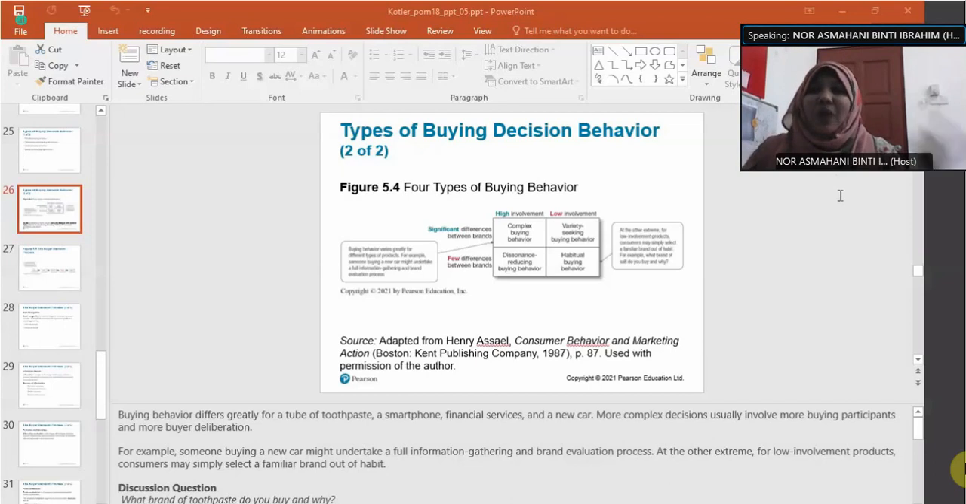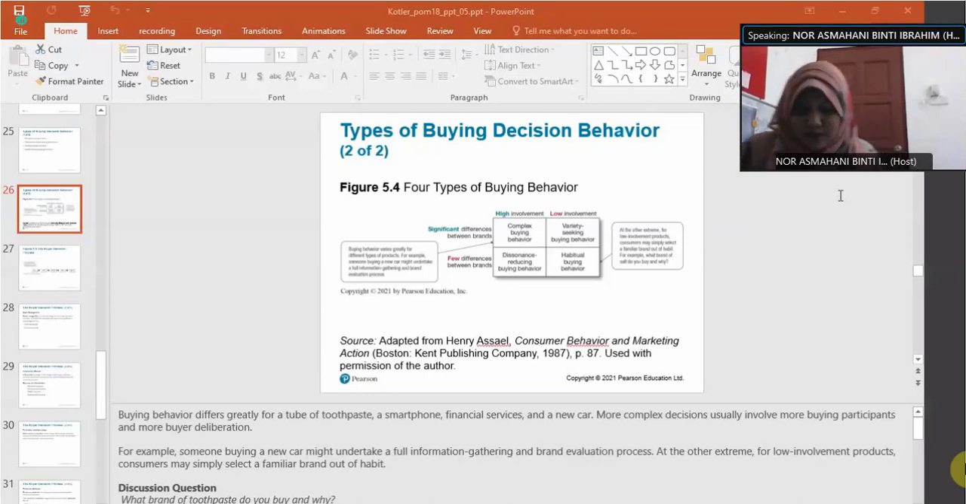Tapi kita cakap tentang a common buying pattern, right? Buying decision yang dibuat, behavior. That is your personality. That is your preference to brand, right? Your attitudes towards brand. Tapi we are talking about a general decision. A common buying decision behavior from customers.